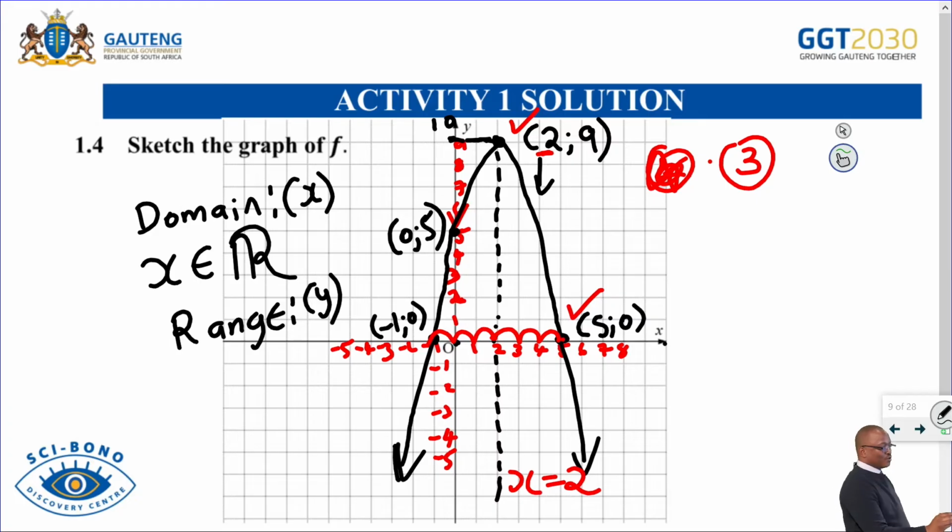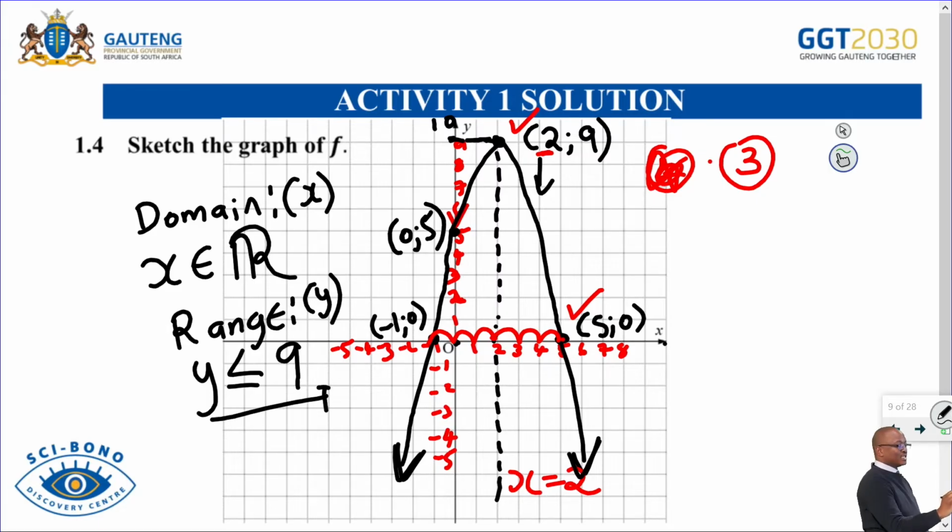And then we can see with arrows that this graph continues, we don't know where it ends. So now the range will be y is less than or equal to 9. When we're saying it's less than or equal to 9, remember the value of 9 is included as well. It means y takes all the values from 9 going down. So that's how we determine the domain and range of this function. I hope it was clear.